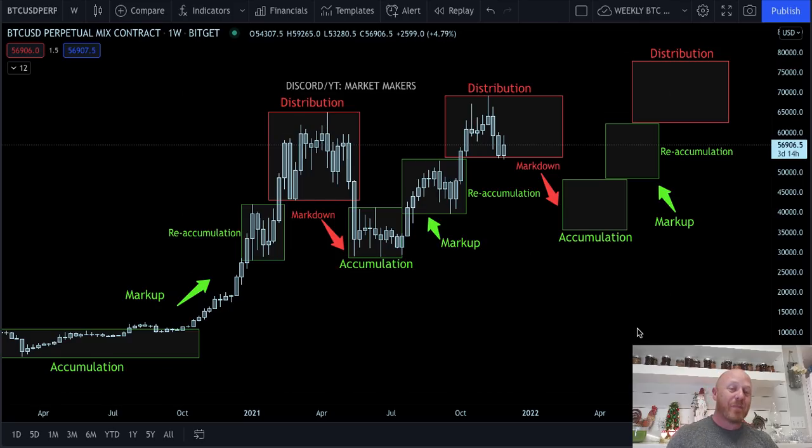Let me show you a pattern. I know you guys are checking your phones right now. You're like, is this the right channel? But at Market Makers, we don't have a bias. We trade price action. I'm super excited to show you this pattern.